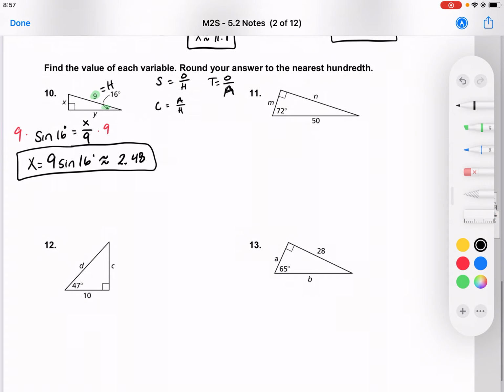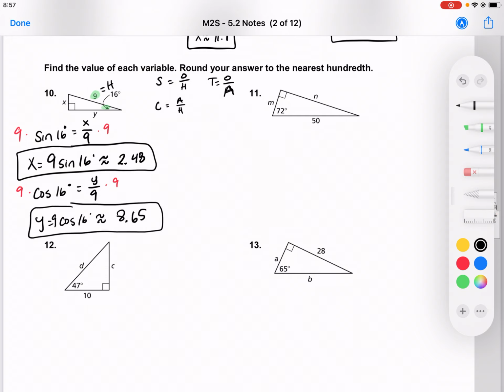Okay, now to find y, I would just suggest using cosine since this is the adjacent side. So then I would do cosine of 16 degrees equals y over 9. And then I multiply both sides by 9 since the 9's on the bottom. So y is equal to 9 times cosine of 16 degrees, which is approximately 8.65. Now that I've actually read that it's the hundredths, not the tenths. Had a moment there.